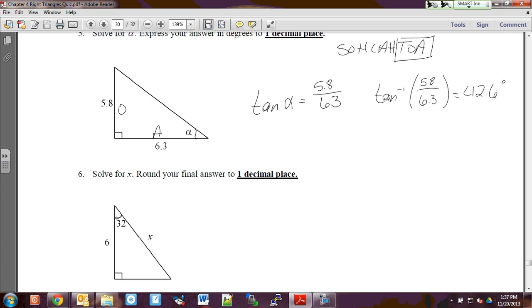All right, number 6, here's our angle. So that means this is the adjacent side, and this is the hypotenuse. So, SOHCAHTOA, that means we're going to use cosine. So the cosine of 32 degrees equals adjacent, which is 6, over hypotenuse, which is x. Remember, switch the x with the cosine of 32. So x equals 6 over the cosine of 32 degrees.